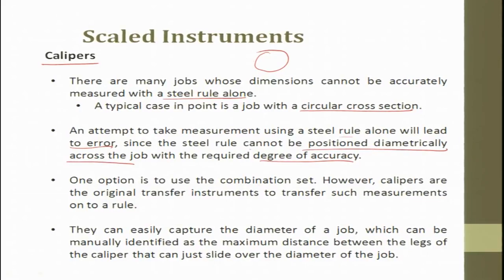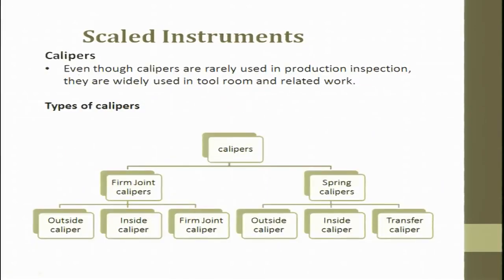One option is to use a combination set. However, calipers are the original transfer instruments to transfer such measurements onto a ruler. They can easily capture the diameter of the job, which can be manually identified as the maximum distance between the legs of the caliper that can just slide over the diameter of the job. Calipers are like snap gauges, right. So, even though calipers are rarely used in production inspection, they are very widely used in the tool room.